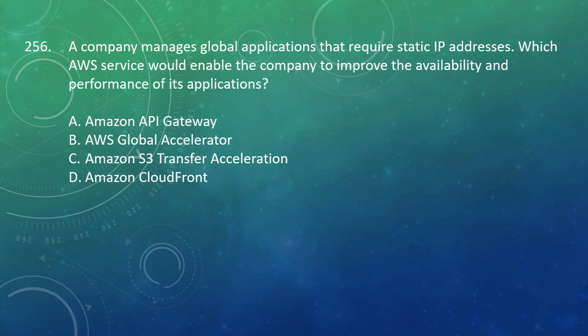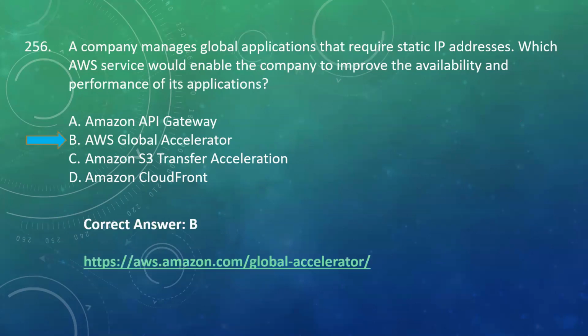And the correct answer here is AWS Global Accelerator, which is designed to enhance the availability and performance of applications by utilizing static IP addresses, also called anycast IPs. The keyword in this question is you need to use static IP addresses. And that's why AWS Global Accelerator is the correct answer.